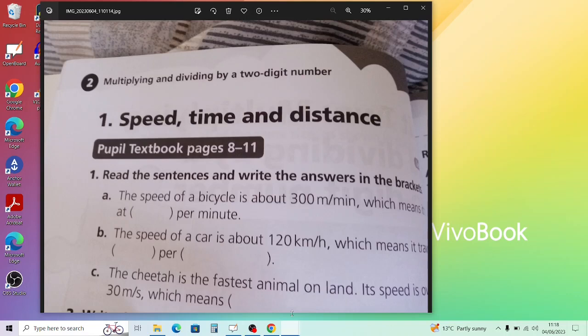Which one's quicker? What is the speed of the bus? So the bus is twice, so this bus is going to be slower, and half that. So 1000 divided by 2, 500 meters per minute.